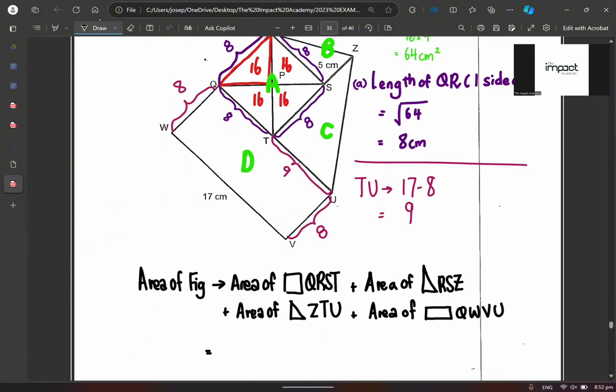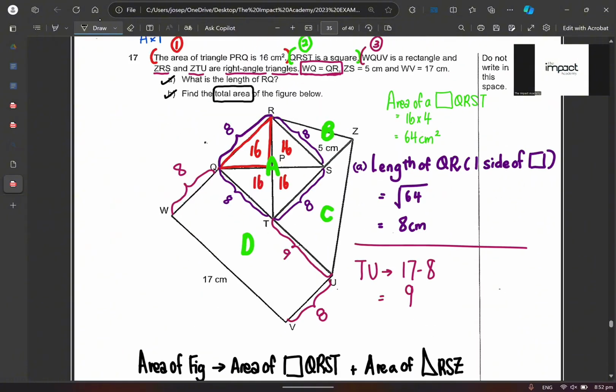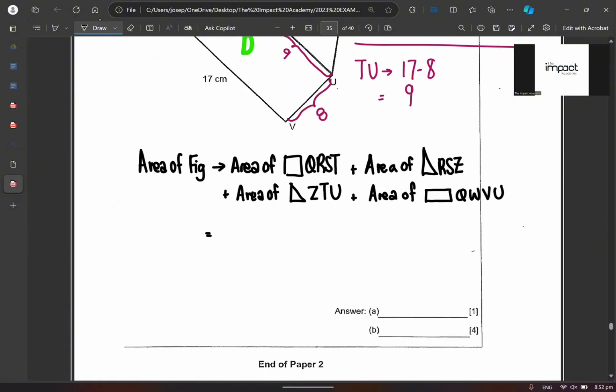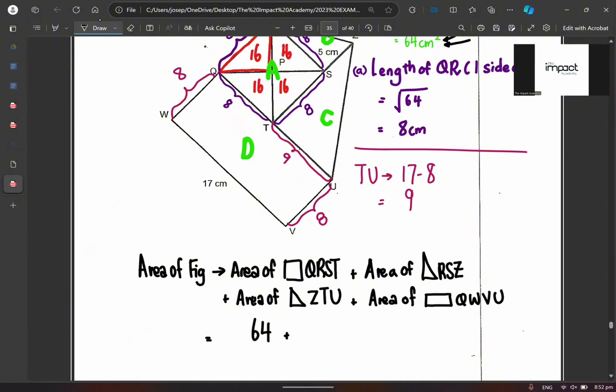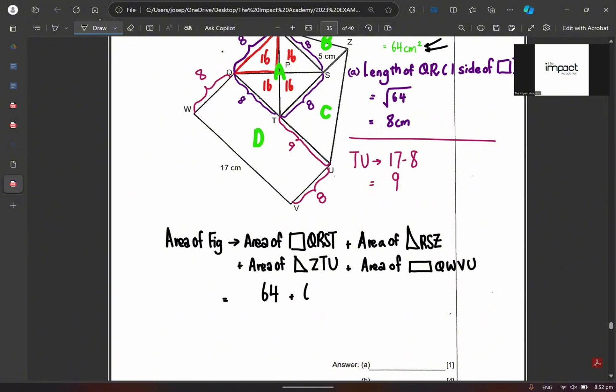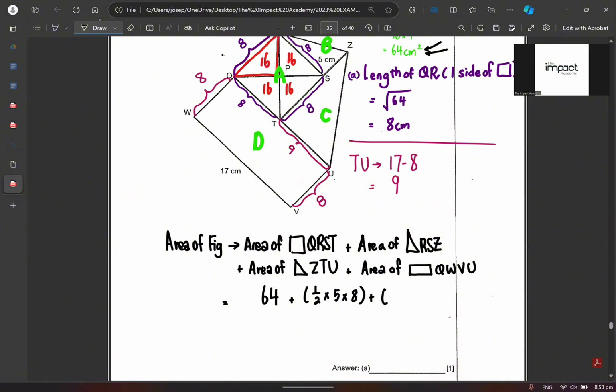Let's ask ourselves, what is square QRST? We found already that the area of square QRST equals 64. So 64 plus, what is the area of triangle RSV? We will have to find half times 5 times 8. Plus ZTU, which is half times 9 times 8 plus 5. We know that 8 plus 5 equals 13.